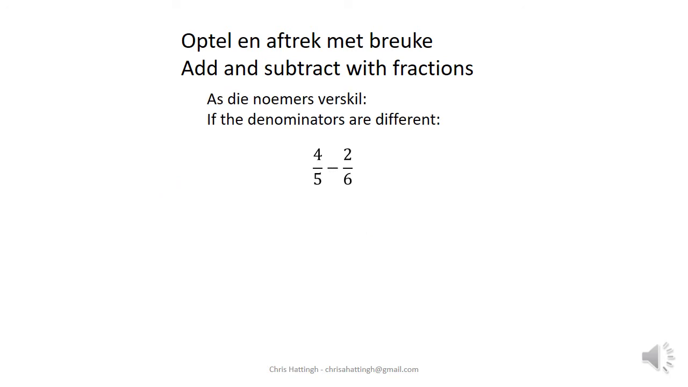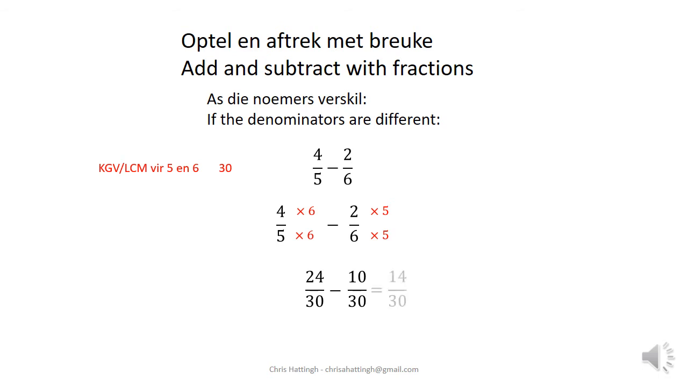If you subtract, it works the same. You need to have the denominators the same, so you need to find an LCM for a 5 and a 6, which is 30. The 5 you're going to multiply with 6 to get 30, so you must also multiply the 4 by 6. The 6 you're going to multiply by 5. What you do to the bottom, you need to do to the top, so the 2 will also be multiplied by 5. Your new sum will be 24 over 30 minus 10 over 30.